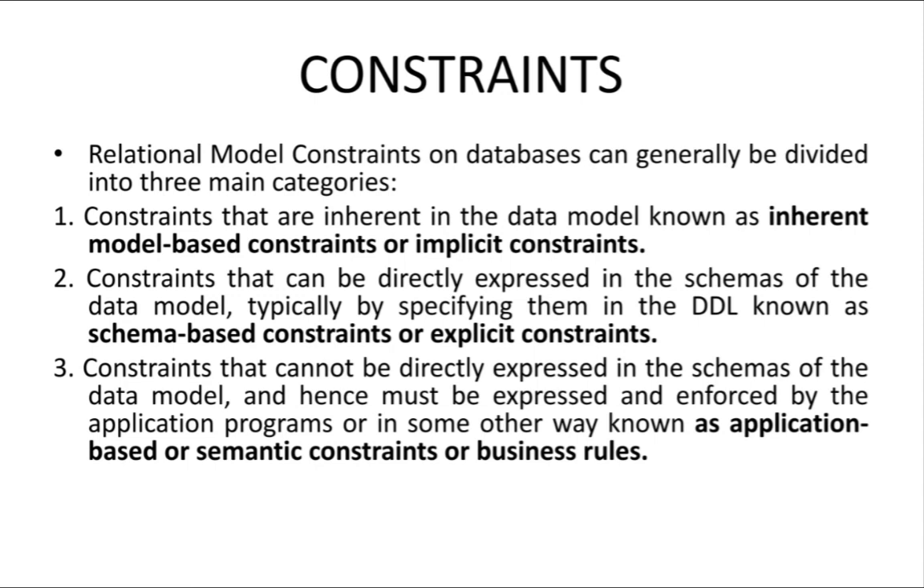So in the RDBMS, in relational DBMS, there are mainly three types of constraints. The first one is inherent constraints, the second one is schema based constraints, and the third one is application based or semantic constraints. Inherent model constraints are purely related to internal architecture, that is, inherent data model constraints. And the constraints that are expressed in the schemas, especially in the DDL, data definition language, where you can use the constraints, are schema based constraints.